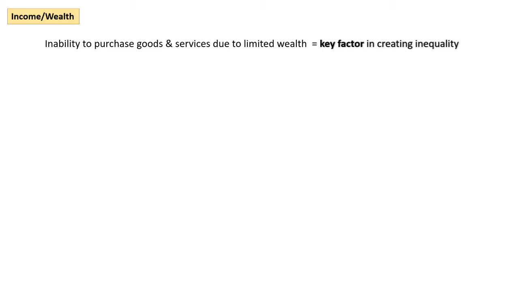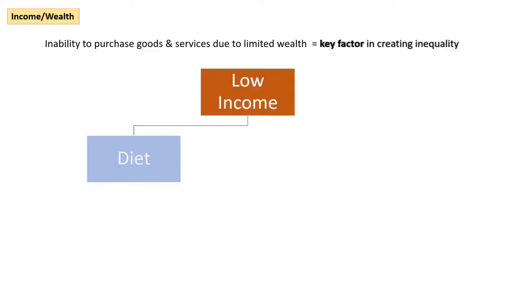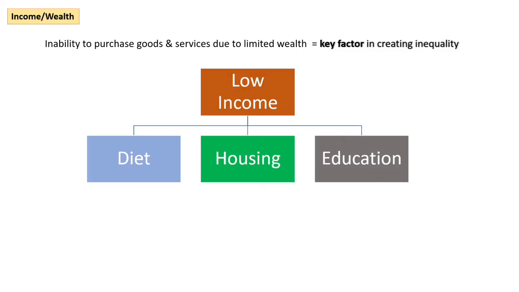So if you cannot access goods and services because you don't have the money to be able to pay for them, then you are going to be severely disadvantaged. That inability to pay for things because you don't have the money will often put you in a different situation than the people who have a lot of money. A couple of examples here that relate to that: your diet, housing and education can all rapidly be affected by low income.